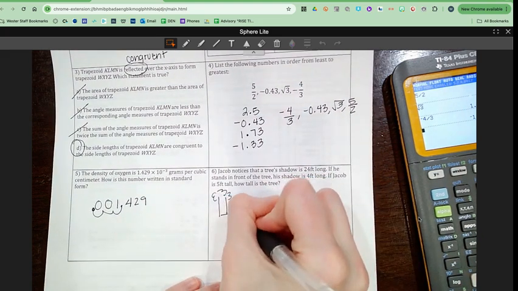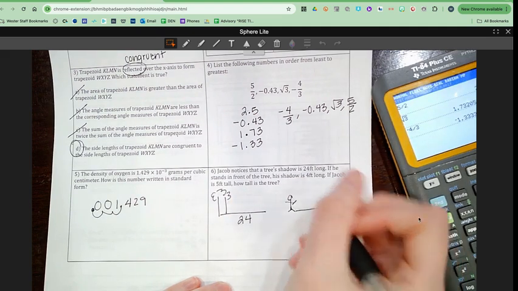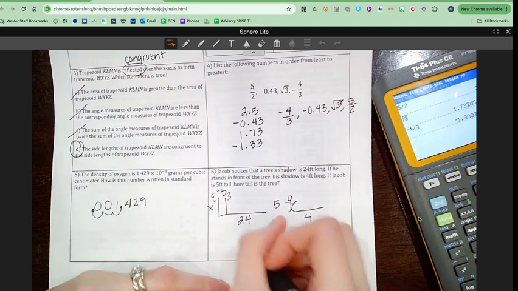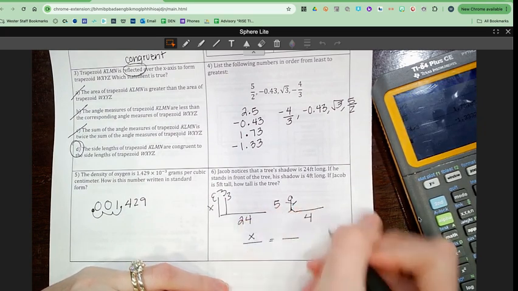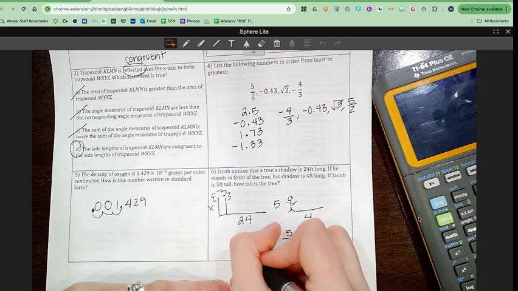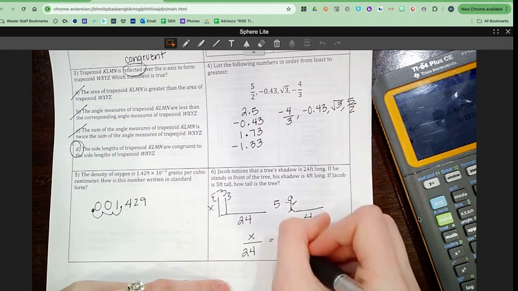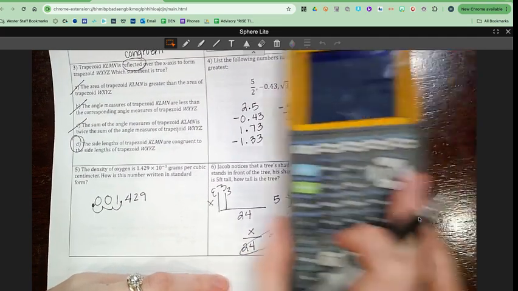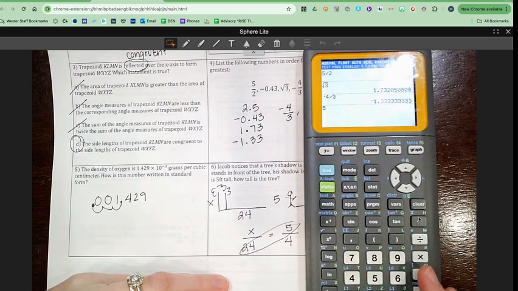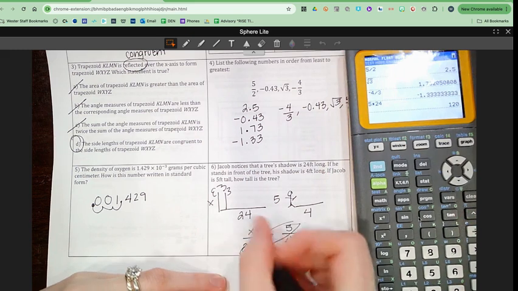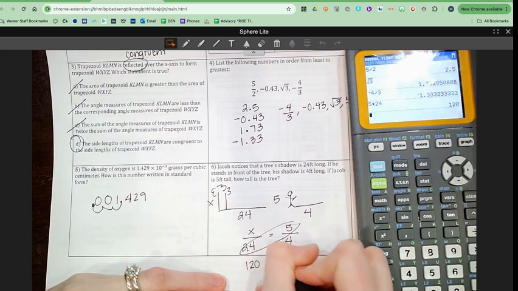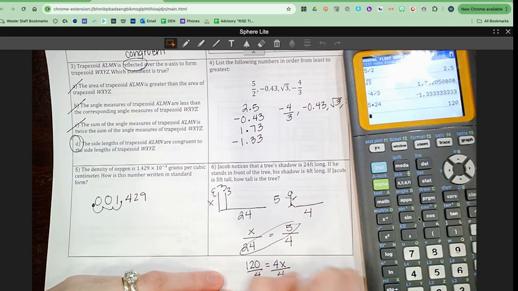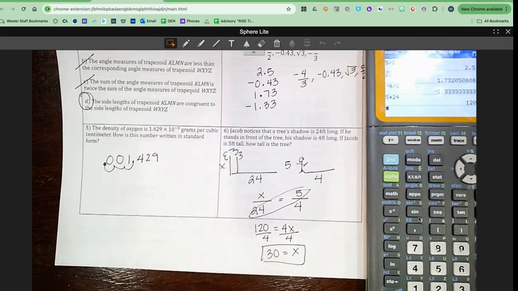Well, the tree shadow is 24 feet. Jacob's shadow is 4 feet, and he is 5 feet tall. So I do not know how tall the tree is. So we're going to set up a proportion. So x, the height of the tree, matches Jacob's height, which is 5. Then we have 24, which is the tree's shadow, matches Jacob's shadow, which is 4. I'm going to cross multiply, so I'm going to do 24 times 5, which is 120, but let's just double check. So 5 times 24 indeed is 120. So 120 is equal to 4x. So I'm going to divide both sides by 4. So we have 30. The tree is 30 feet tall.